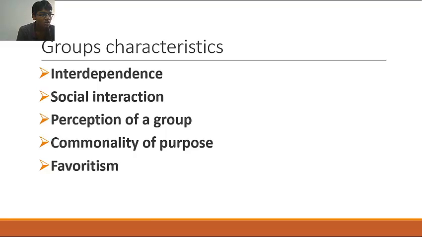Social interaction: to accomplish the goal requires some verbal or non-verbal communication among the members of the collective. Perception of the group: all members of the collective must agree they are in fact part of the group. Common purpose: all the members of the collective come together to attain a common goal. Favoritism: members of the same group tend to view other members positively or discriminate in their favor.